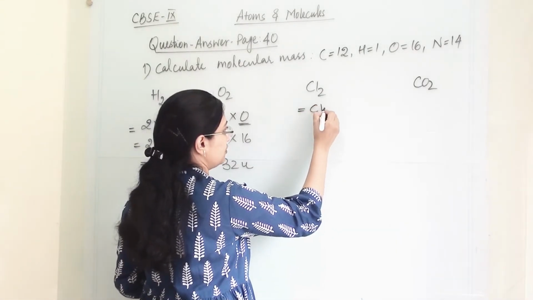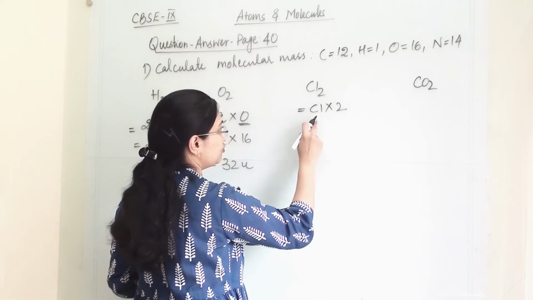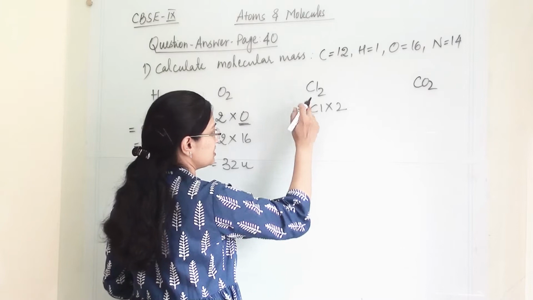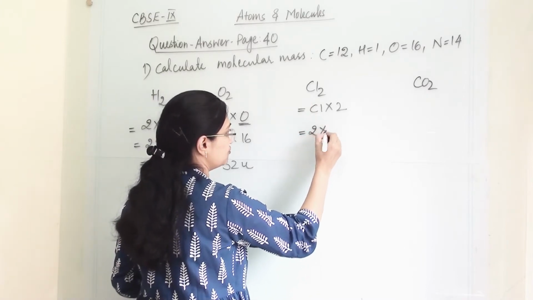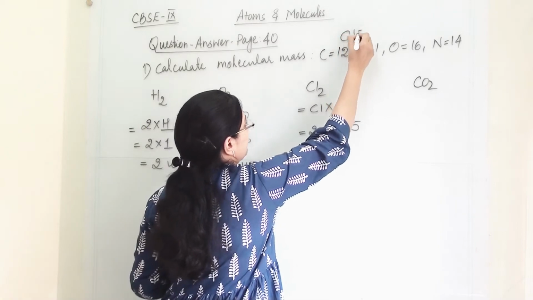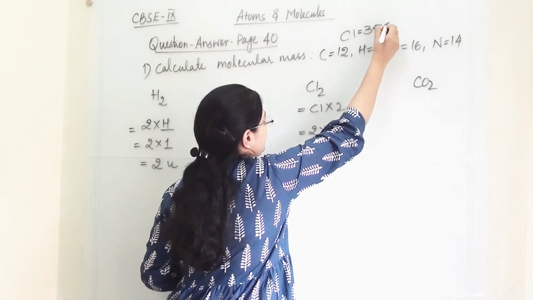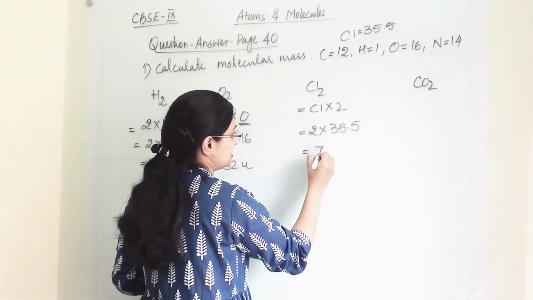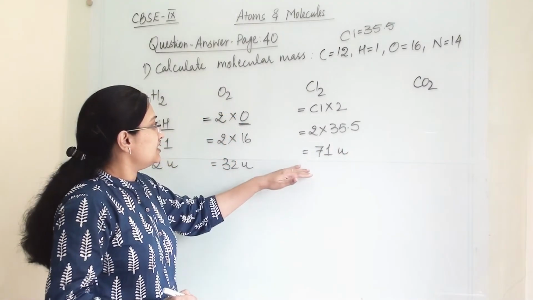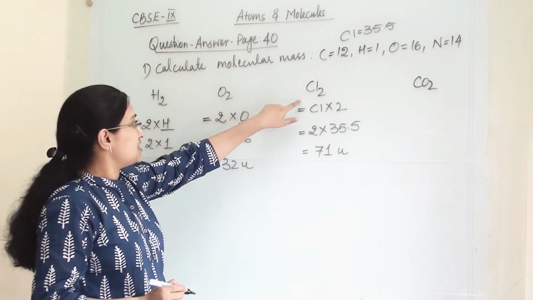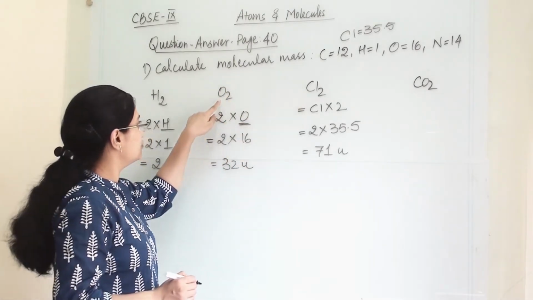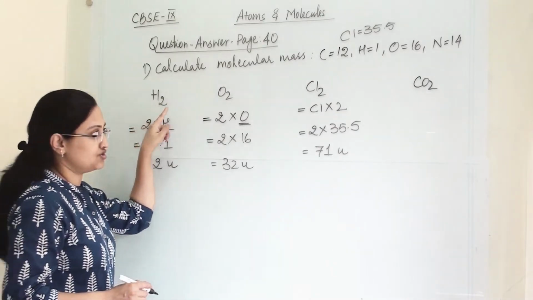So it is chlorine into 2, or 2 into chlorine. 2 atoms of chlorine are present in this chlorine molecule. So 2 into 35.5. Chlorine's atomic mass we are taking as 35.5. So it is 71 units. Now till here all the molecules have the same atoms, meaning 2 Cl atoms, 2 oxygen atoms, 2 hydrogen atoms.